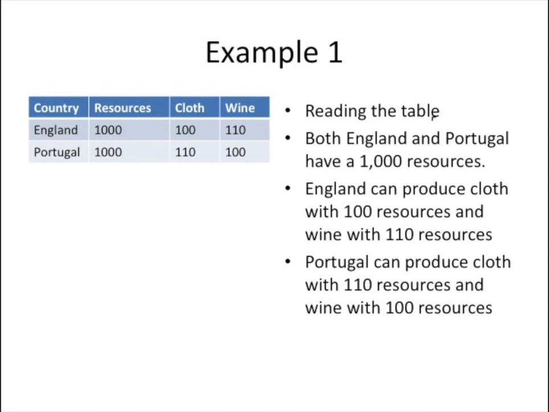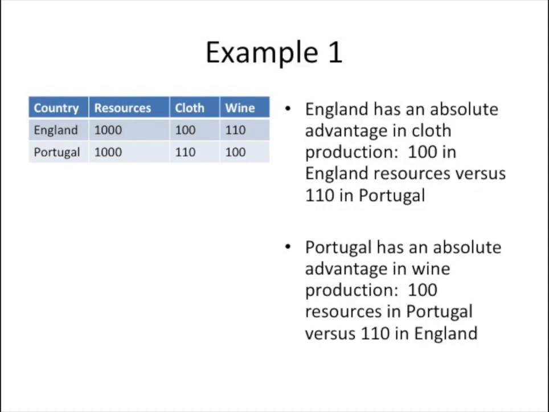It takes, in England, 100 resources to produce one cloth. So England can produce 1 unit of cloth with 100 resources. On the other hand, it can produce 1 unit of wine with 110 resources. Portugal is actually the opposite in its production. It can produce one cloth with 110 units of resources and wine with 100 units of resources. Now we'll focus on which of these countries have an absolute advantage in producing cloth and wine.